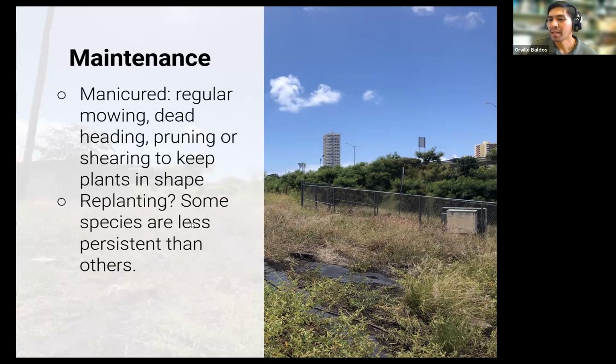When you're thinking about maintenance, think about how each species will persist. Maybe some species are more persistent than others. If that's the case, then the less persistent species may need to be replanted if you want to maintain the same intent in terms of your design. So if you're thinking about replanting, then you need to develop replanting schedules.